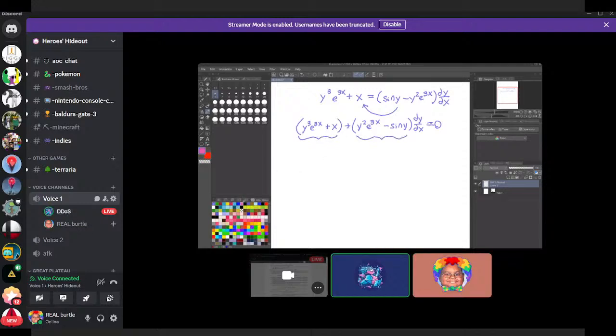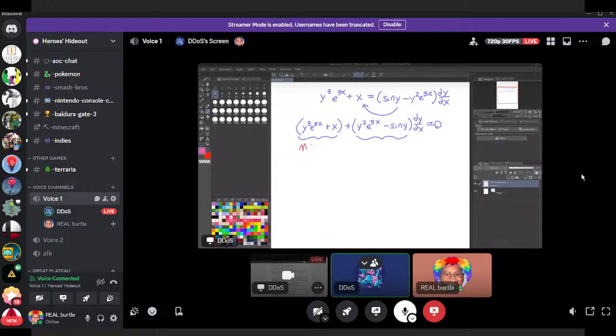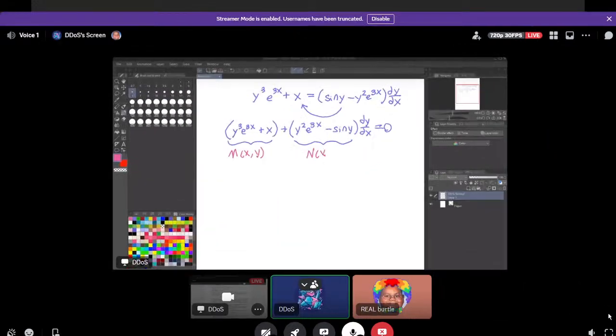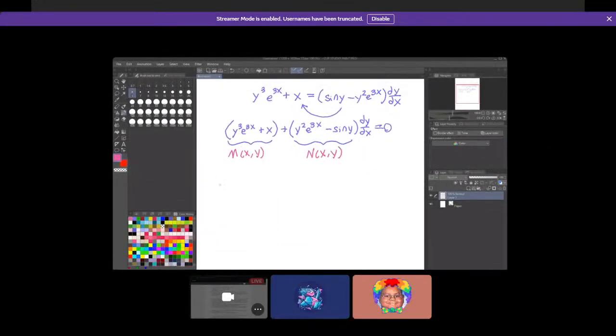we're going to call these M of x and y and N of x and y. And we're going to do a check. So for the first part of the check, we take M, was it M sub y or N sub x? Let me look at my notes real quick. Where did I put them? Here they are.